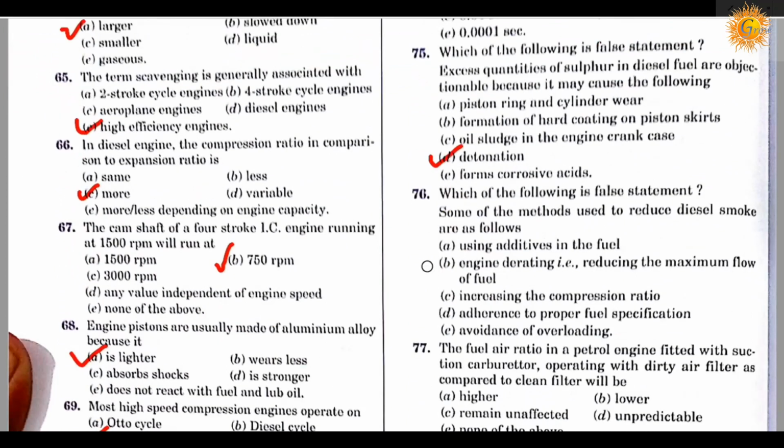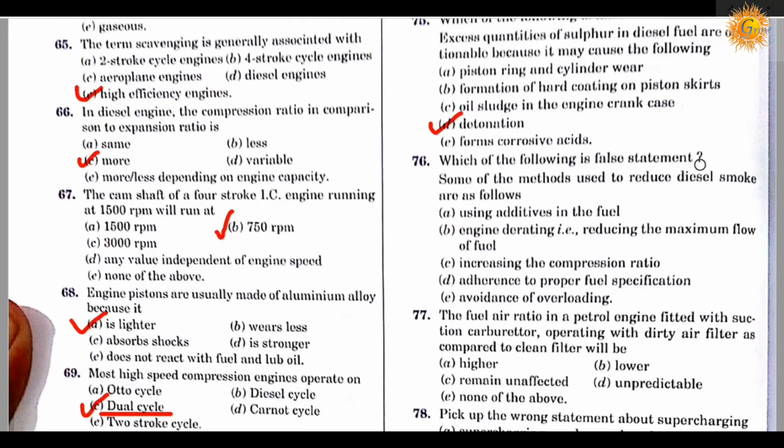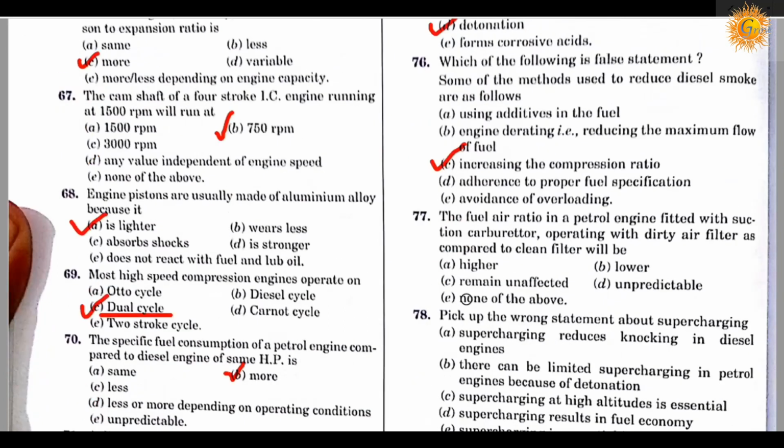Question number 76. Which of the following is a false statement? First listen to the statement. Some of the methods used to reduce diesel smoke are as follows. Option A, using additives in the fuels. Option B, engine derating, that is, reducing the maximum flow of fuel. Option C, increasing the compression ratio. Option D, adherence to proper fuel specification. Option E, avoidance of overloading. So the correct answer is C, increasing the compression ratio.